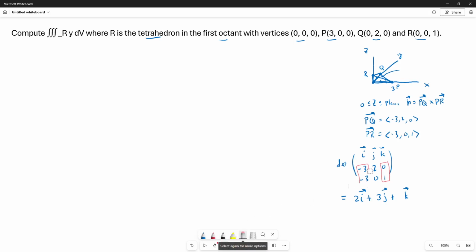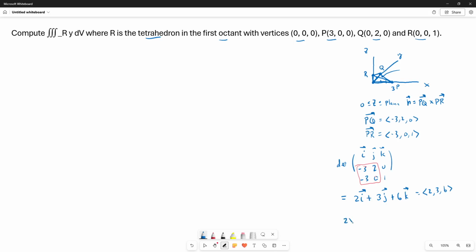Now k is going to be multiplied by the determinant of, remove the k row and column, and we get this 2 by 2 matrix here. This was a -3, that's a 0. So -3 times 0 minus 2 times -3 is going to give us a positive 6. So this is the vector 2i plus 3j plus 6k, or (2, 3, 6). So that's the normal vector to the plane.